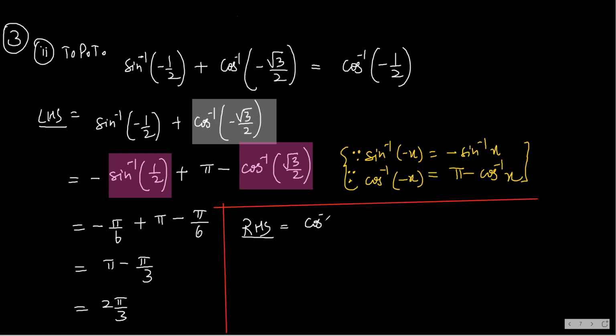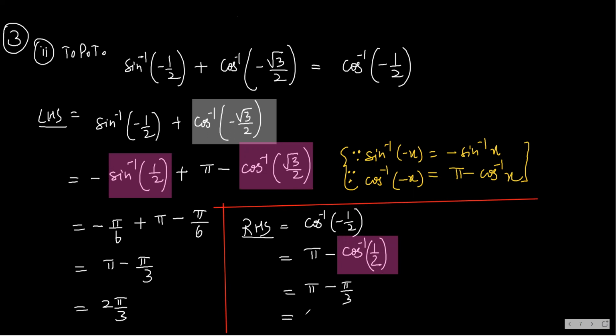RHS is cos inverse of negative half, which is equal to, once again, pi minus cos inverse half, which is equal to pi minus cos inverse of half. As you know, cos inverse 1 by 2 is an angle. And what is that angle? This angle is pi by 3. So pi minus pi by 3, which is equal to 2 pi by 3. So now what you have, therefore, is LHS equals RHS, and hence proved. We proved it.